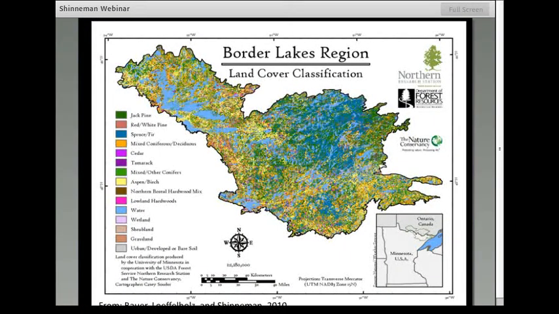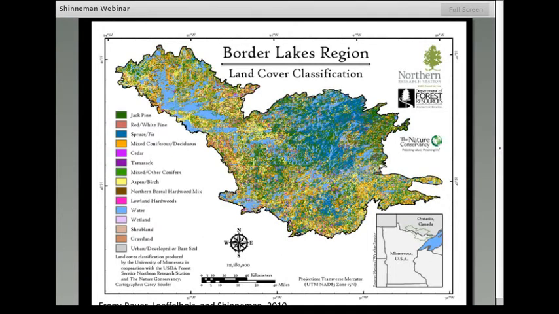So first thing to know is the Border Lakes region is somewhat unique in part because it's a relatively intact natural landscape that straddles the border between Minnesota and Northwest Ontario. And so it's an international landscape, and that introduces its own set of complexities in terms of management issues in a natural landscape that's bisected by an international border.